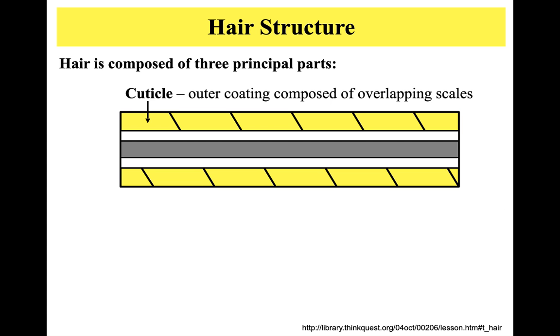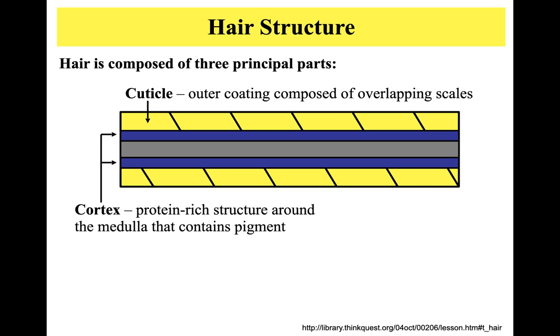So hair is composed of three principal parts. The cuticle is the outer coating, and it's basically just a bunch of overlapping scales. The cortex is the rich protein structure around the medulla that contains the pigment. And the medulla is the central core. It may or may not be present on your hair samples.